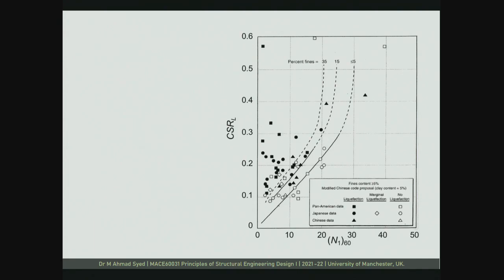Just by looking at the graph, for the same N value, as your fines content increases, so let us say that your (N1)60 is 20, for the given (N1)60 of 20, as your fines content increases, you have a higher resistance that needs to be breached by earthquake forces to cause liquefaction. So why do you think it is like this?